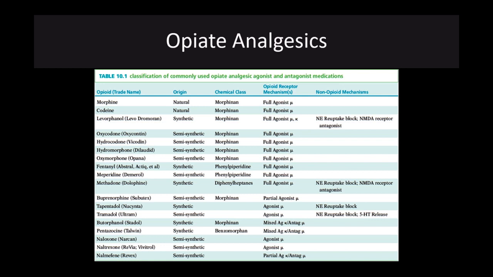Oxycodone, hydrocodone, hydromorphone, and oxymorphone are all semi-synthetic, as is heroin. Heroin is not used as an analgesic. It is a class 1 narcotic, as we talked about previously.